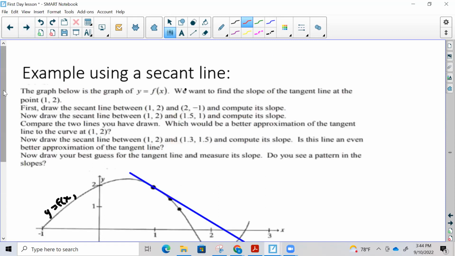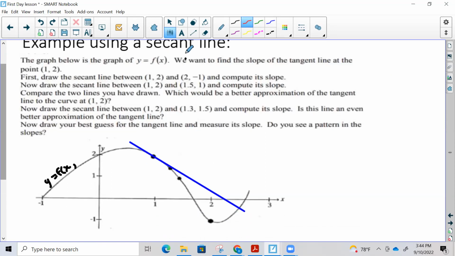We're going to use this example to help us see how we do that. The graph below is the graph of y equals f of x, and we want to find the slope of the tangent line at the point (1, 2). Here's my point (1, 2), and here's my tangent line. The problem with this tangent line is it's not really easy to tell another point exactly that it goes through. I'd have to estimate what this point is or this point. There's no clear cut point.